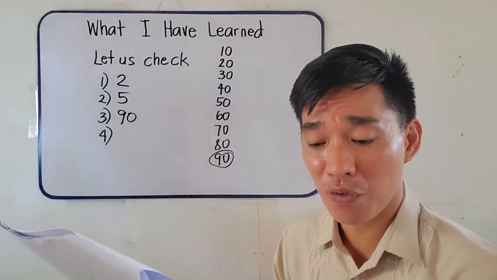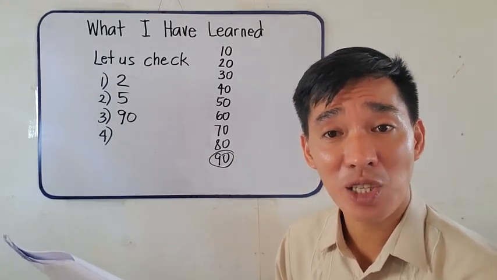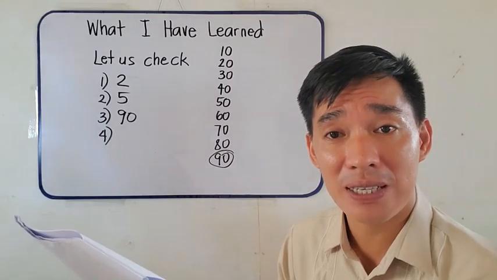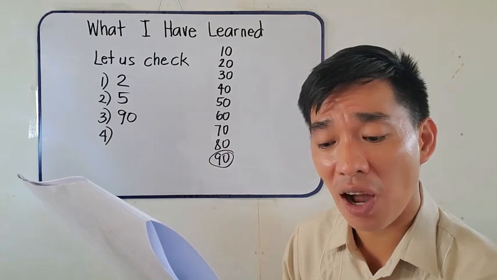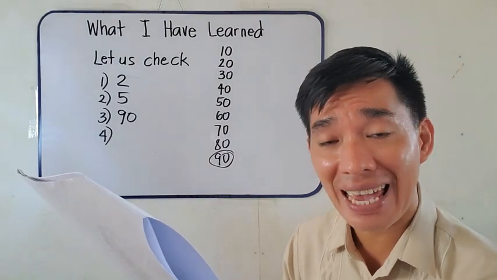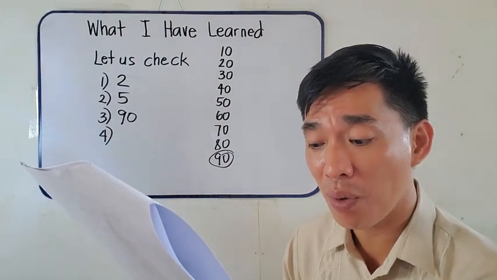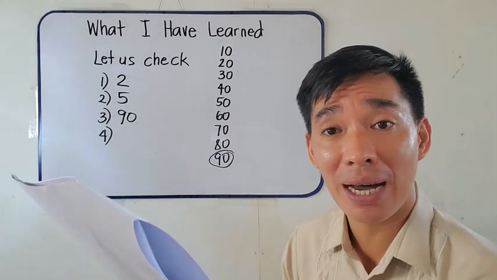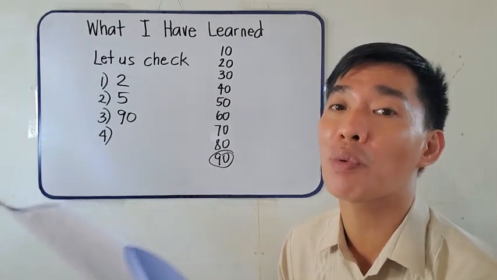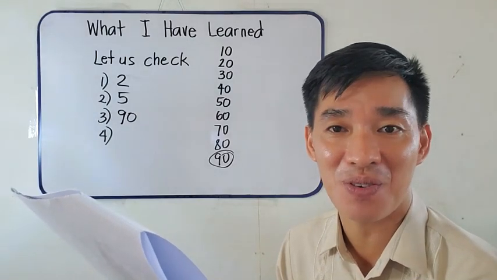For item number 4, I'm not quite sure if there is an error in this problem, but the question here says, are all even numbers ending in 0 both divisible by 2? So both divisible, but there's only one number 2, so we will just skip item number 4.